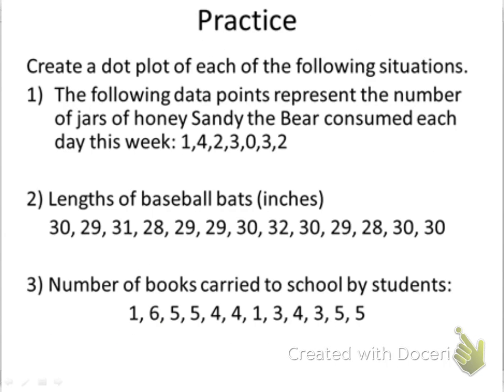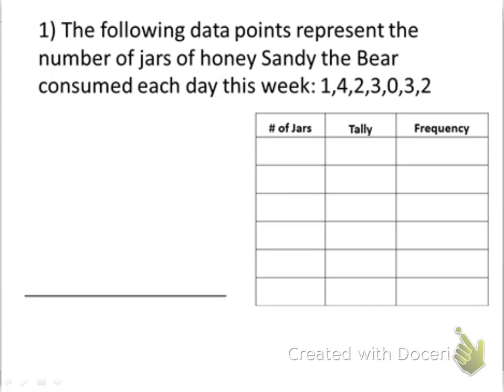All right, you have these 3 problems to do, but we're going to do the first one together. The following data represents the number of jars of honey Sandy the bear consumed each day this week. So our first step is to make our frequency table, and for our frequency table we need the smallest number and the biggest number in our data set. So our smallest one is 0 and our largest one is 4.